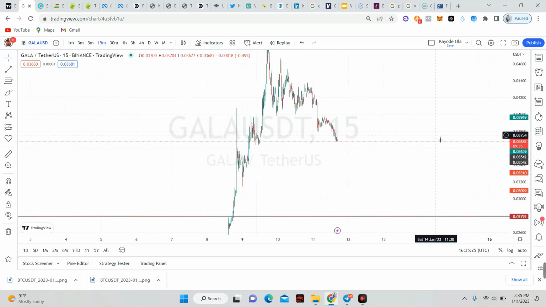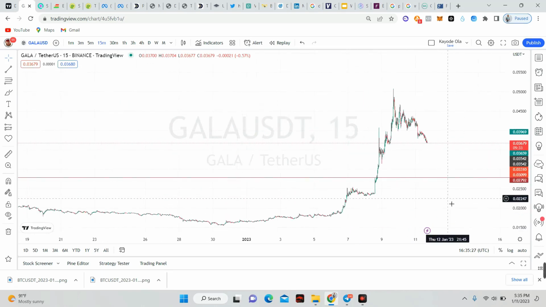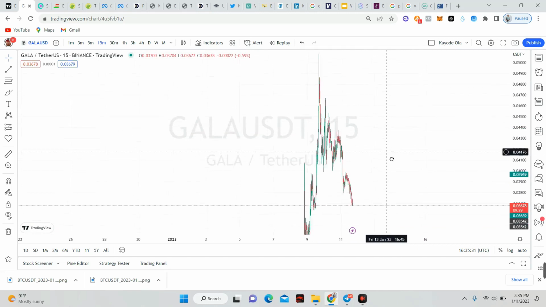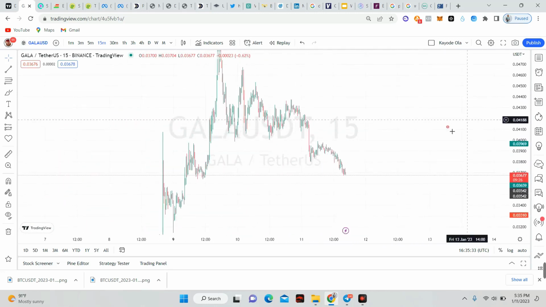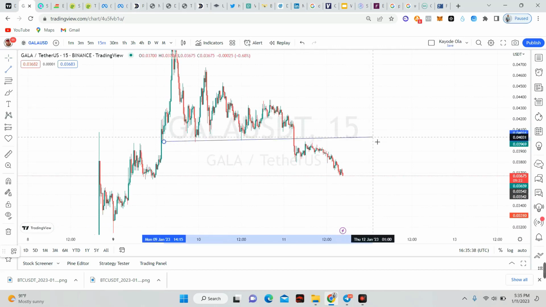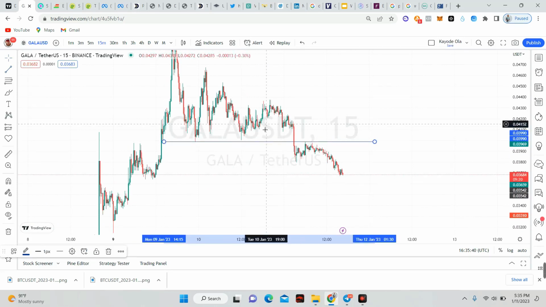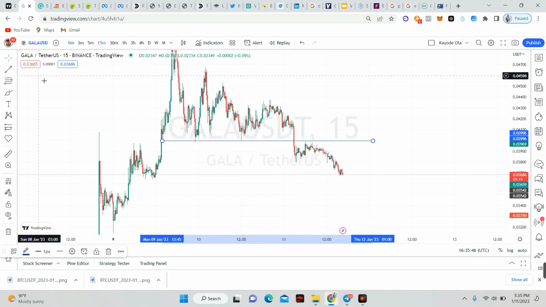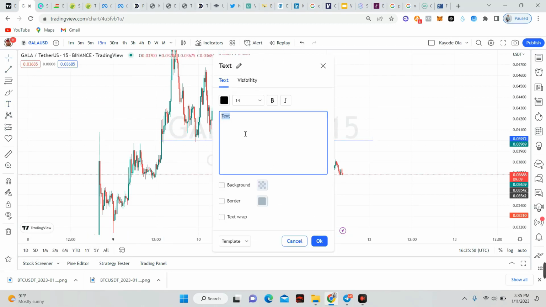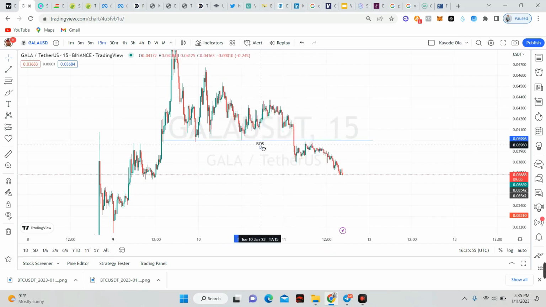Now let's look at a typical example. In this particular case, you can see that this actually acted as a support here, and the market actually broke this particular support. So it means that there's actually a break of structure here. So you can go ahead and name this particular place BOS, because it's a break of structure.